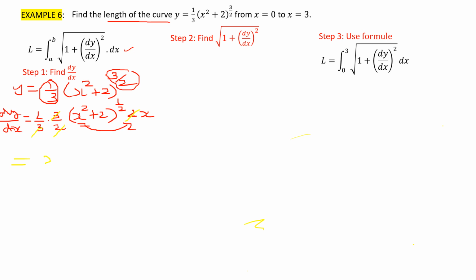x times (x to the power 2 plus 2) the whole power 1 by 2. So this I can write as x times square root of x power 2 plus 2.